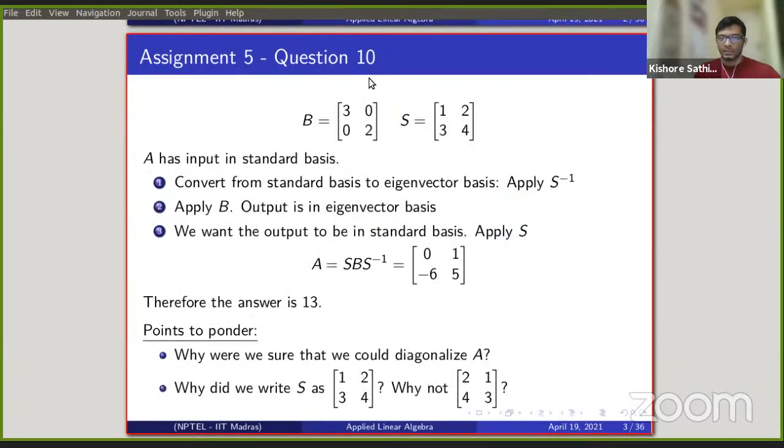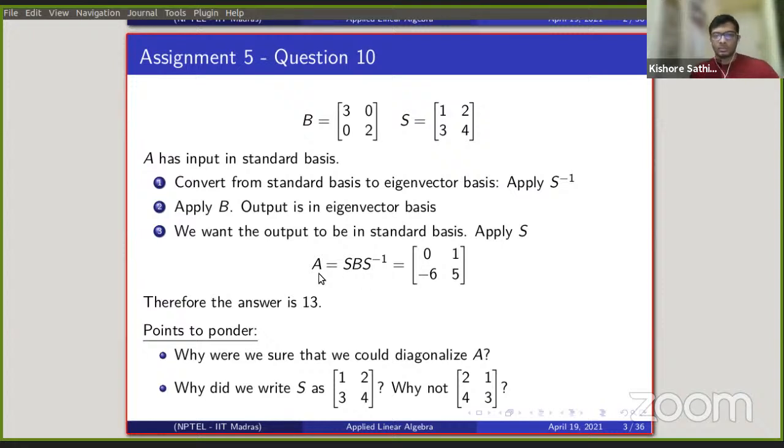So A takes the input in the standard basis, and A spits out the output also in the standard basis. But we know that B is in the eigenvector basis. So we need to convert our input from the standard basis to the eigenvector basis. So the first thing we need to do is convert. So we apply S inverse. We know that S takes us from the eigenvector basis to the standard basis, so S inverse should take us from the standard basis to the eigenvector basis. Let's say the vector in the standard basis is V. S inverse times V will be in the eigenvector basis. So now we can apply B. And finally, the output, we want to convert it back to the standard basis. So we apply S. So A is equal to S B S inverse.